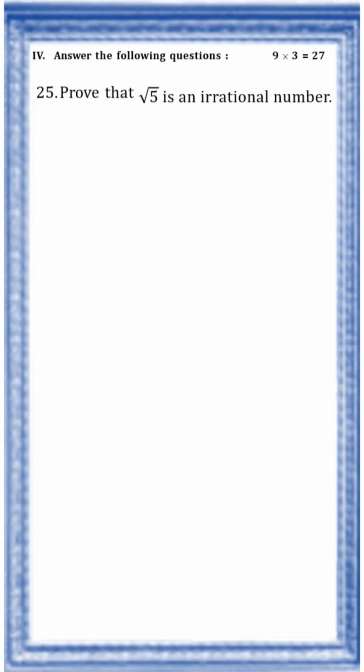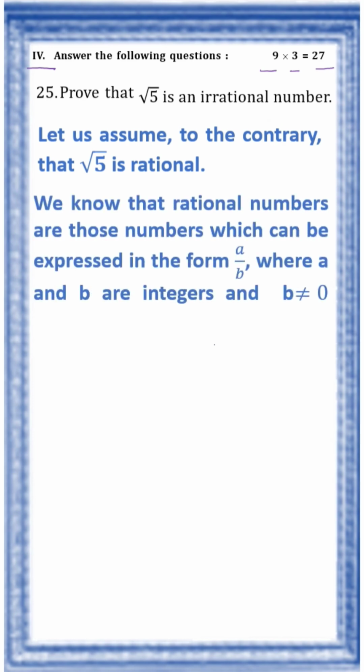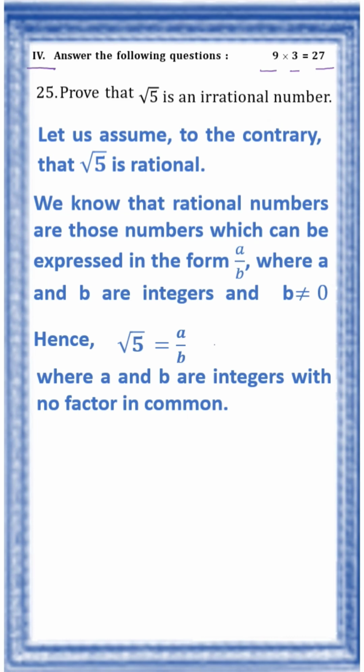Now let us solve the fourth main question, which carries 9 questions of 3 marks each, totally 27 marks. Now 25th question: prove that square root of 5 is an irrational number. This type of questions are very important and very easy. Please follow. Let us assume to the contrary that square root of 5 is a rational number. We know that rational numbers are those numbers which are expressed in the form of a by b, where a and b are integers and b is not equal to 0. Hence, we can write square root of 5 is equal to a by b, where a and b are integers with no factors in common.